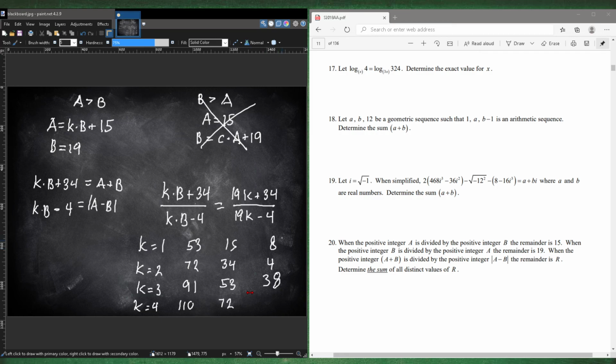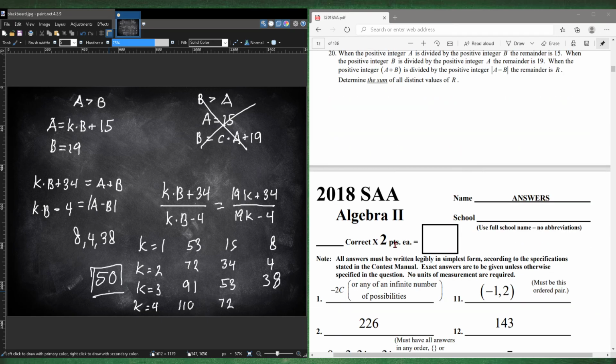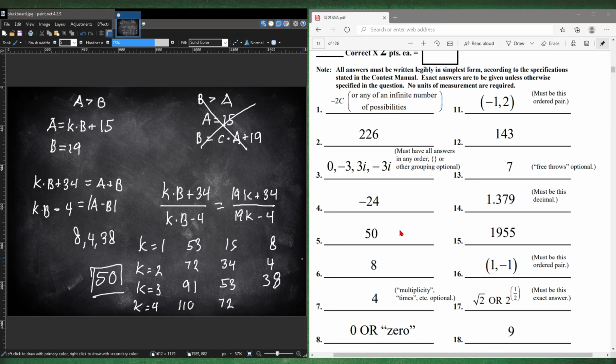So the only possible distinct ones are 8, 4, and 38. And adding them together, that is 50. And that's your answer for 20. Your answer is 50 for question 20.